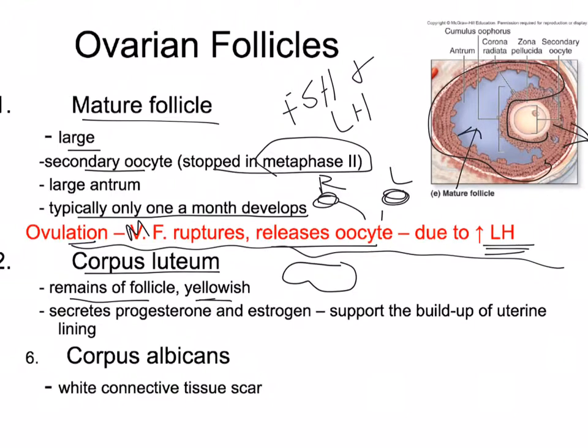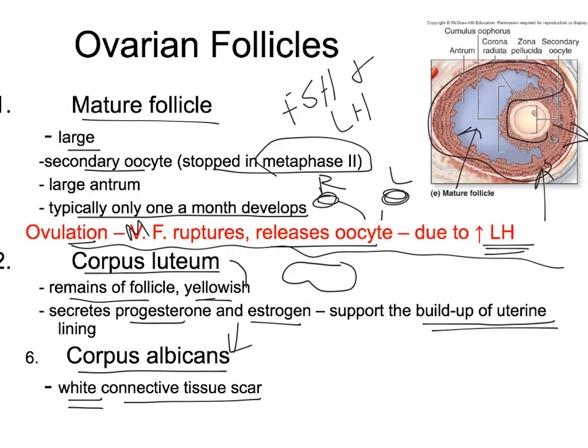The corpus luteum is going to secrete progesterone and estrogen, and it's going to control what's happening in the uterus. It supports the buildup of the uterine lining, so if the egg does get fertilized, there is some place for the zygote and embryo to develop. Over time, the corpus luteum degenerates, or breaks down, and becomes the corpus albicans, a white body, which becomes a scar left on the ovary.